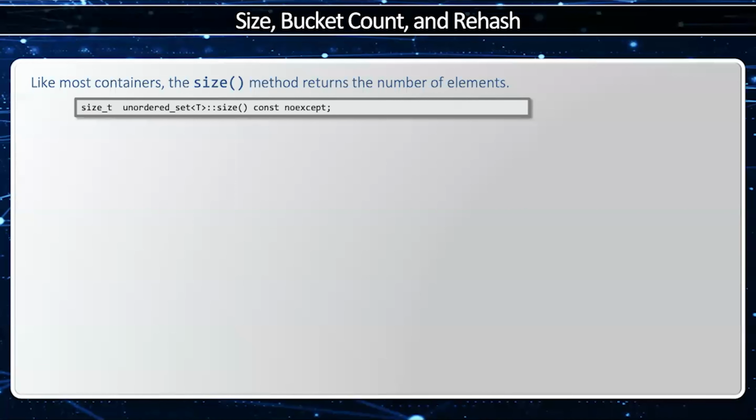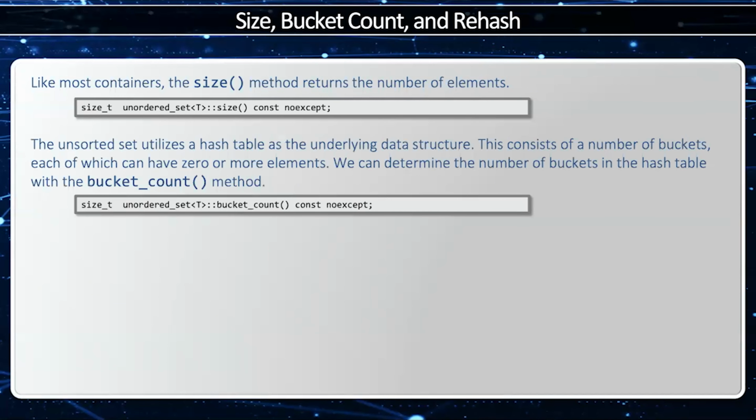We'll start with three related concepts. The first is size. Like most containers, the size method returns the number of elements currently in the unordered set. Notice how size returns a size_t, which is an unsigned integer. Now, the unordered set utilizes a hash table as the underlying data structure. This consists of a number of buckets, each of which can have 0 or more elements. We can determine the number of buckets in the hash table with the bucket_count method. Notice this also returns a size_t.